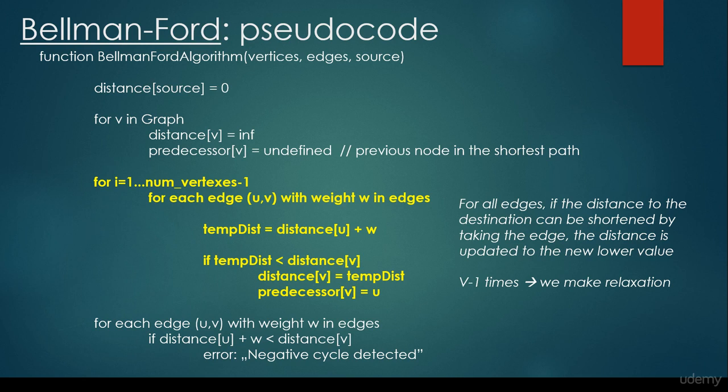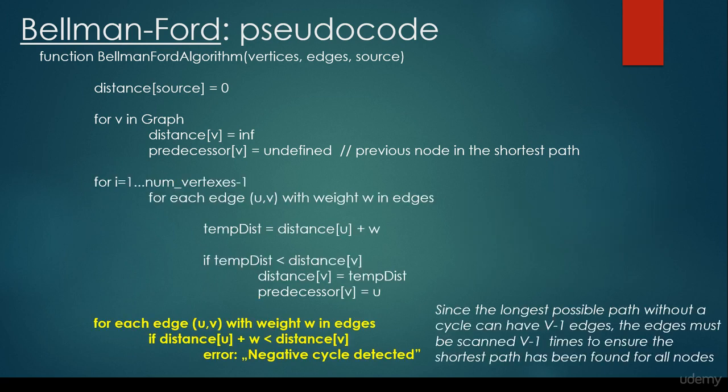And we do it V minus 1 times. This is what's called the relaxation phases. And it is the same as, you may recall, Dijkstra's algorithm, that we have the temporary distance, which is the distance to u, plus the edge weight between u and v. And if this temp distance is smaller than the original distance, then we have to update the distance and we have to update the predecessor, as we have seen for Dijkstra's algorithm.